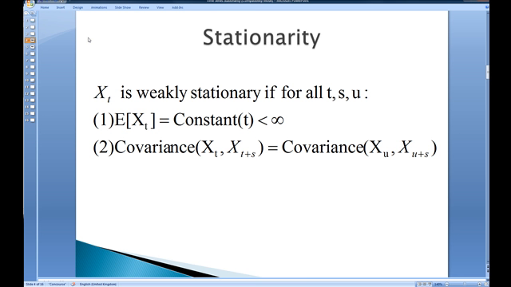There's also strict stationarity, which is a probabilistic version of this, and it applies to higher moments. However, for modelling purposes, this is normally sufficient. Let's look at an example of a stationary process in R.